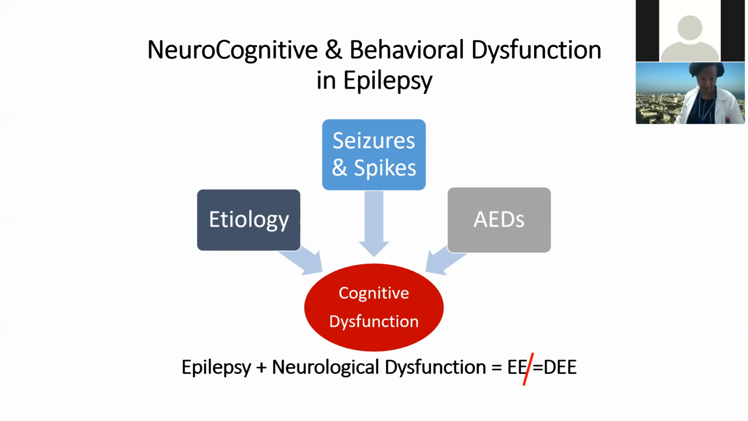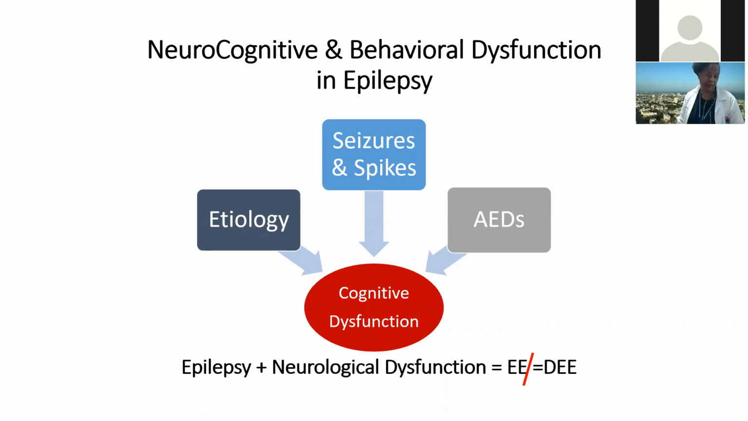So epilepsy and neurological dysfunction doesn't equal epileptic encephalopathy. It does equal developmental epileptic encephalopathy, because no matter what we do, in these patients the underlying etiology prevails, and this patient will not be able to develop like the rest of the normal children. Now, there are exceptions to the rule, right?